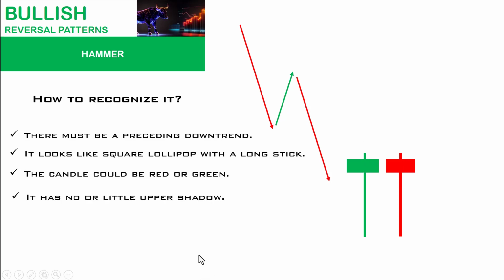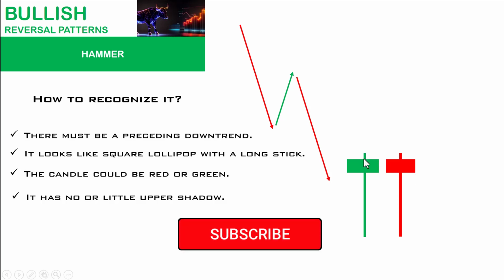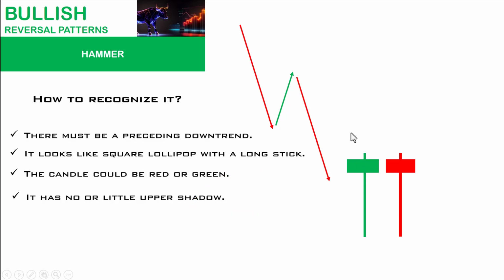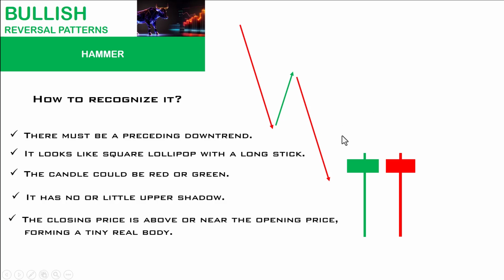Then it has no or little upper shadow. So this one has to be very small. If it doesn't have one, fine, but if it has a small upper shadow, you have to take note. And don't forget, you must have the preceding downtrend. That is the first criterion that you must look for. The closing price is above or near the opening price, forming a tiny real body. You can see the tiny real body.